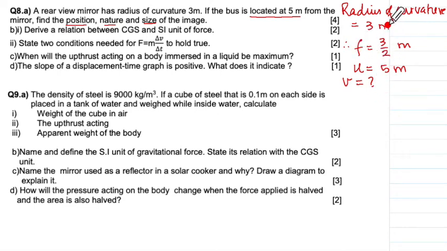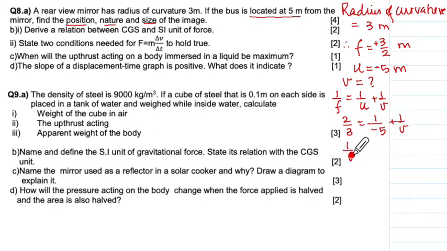Now remember, this is a convex mirror. So convex mirror focal length is positive and the object is in front of the mirror, so the object distance is going to be negative. Let us use our formula. 1 upon f is equal to 1 upon u plus 1 upon v. Reciprocal of f means it will be reciprocal of 3 upon 2. So we will write 2 upon 3 is equal to 1 upon minus 5 meter plus 1 upon v.